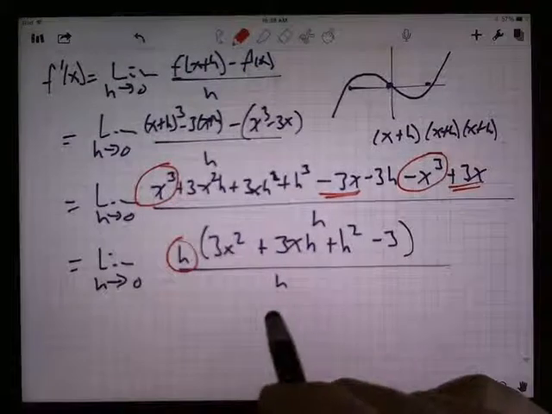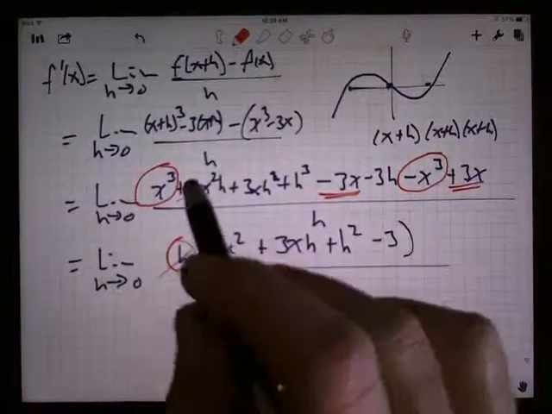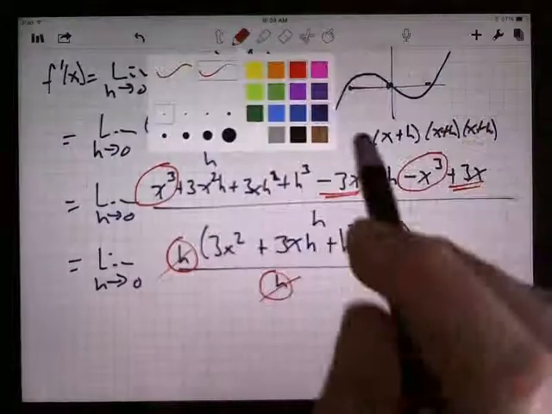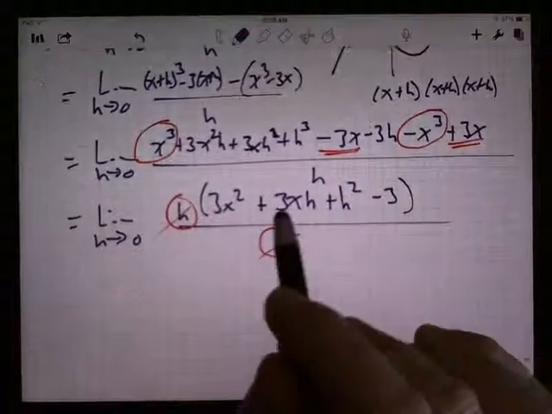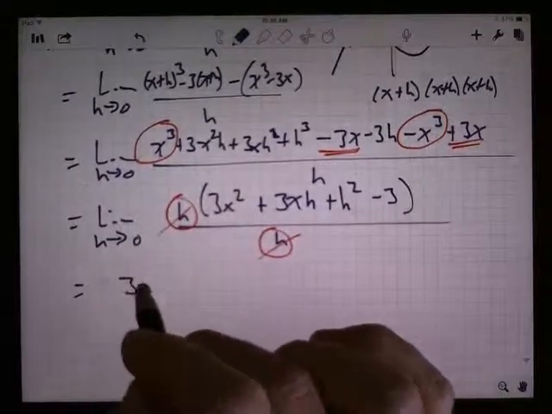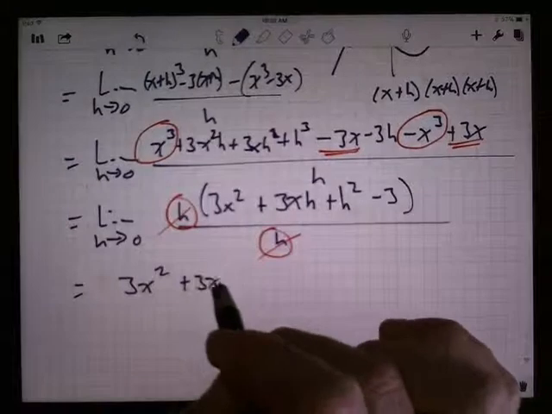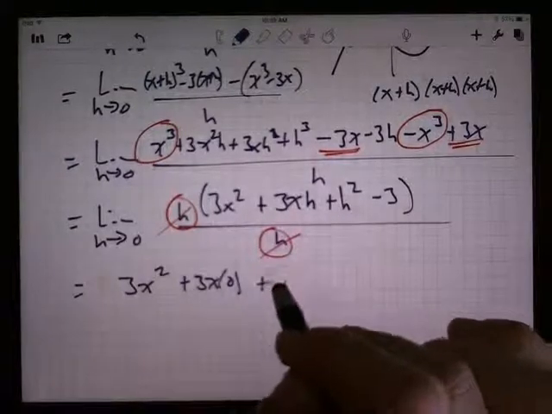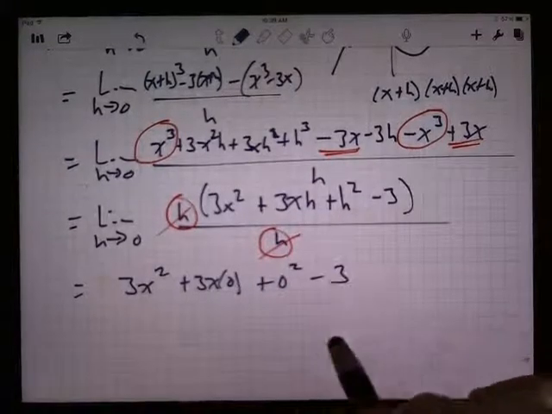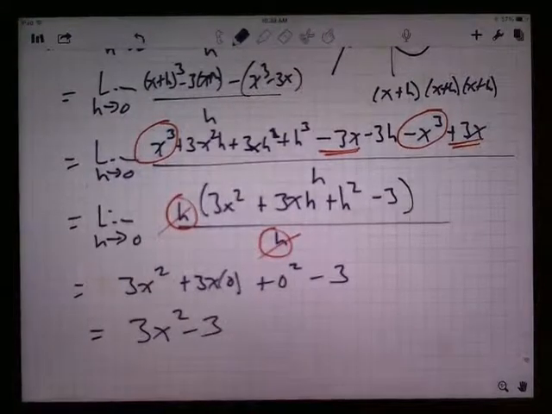And suddenly, my 0 over 0 situation has manifested itself. There's the factor of h on the top. There's the factor of h on the bottom. Cancel those out. Now I can actually take the limit. So as h goes to 0, there's no h's in there, so that's just 3x squared. This is 3x times 0. This is plus 0 squared, and then minus 3, for a grand total of 3x squared minus 3.